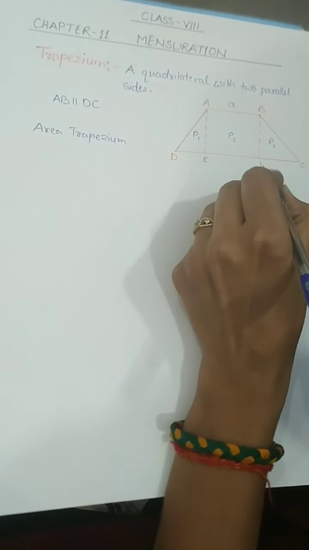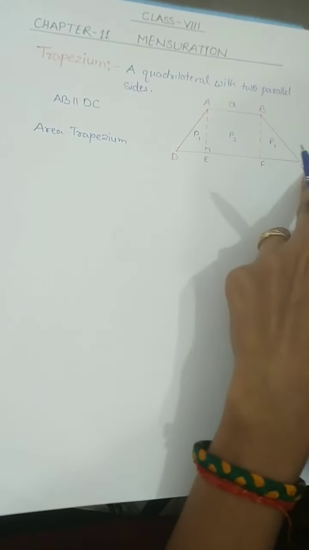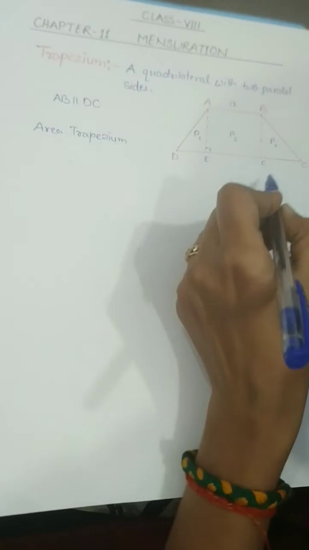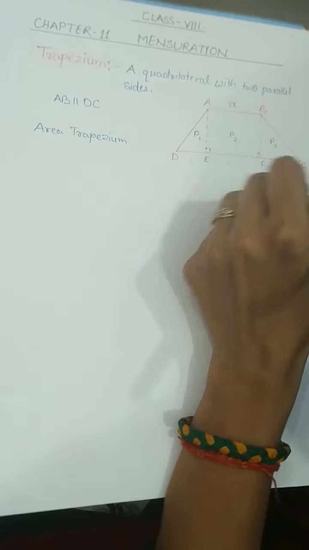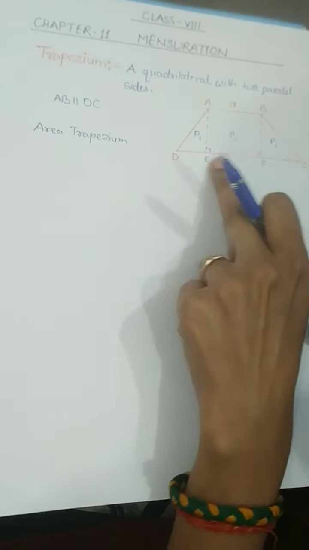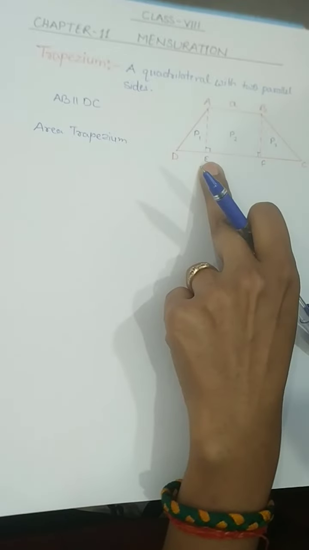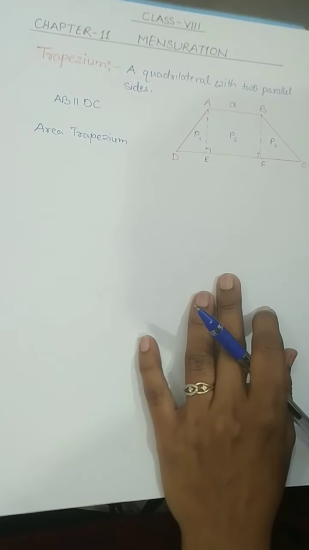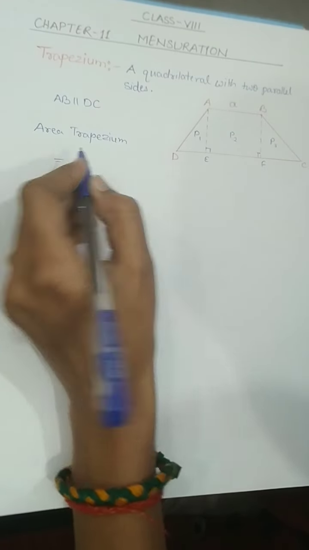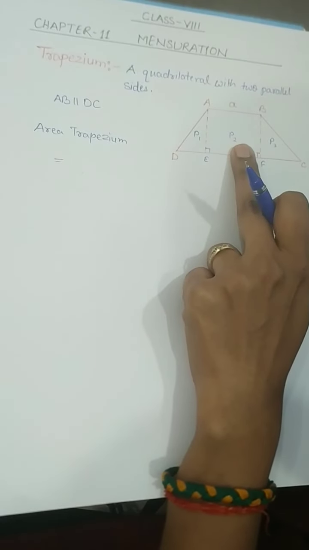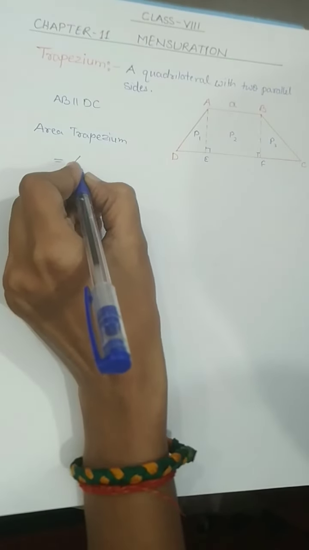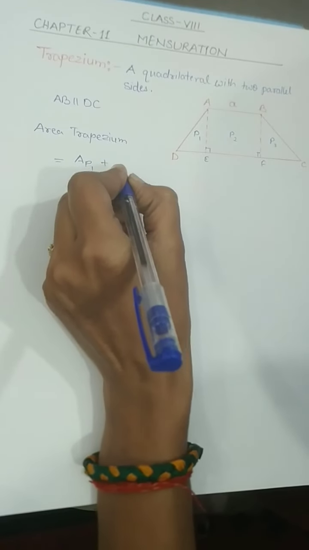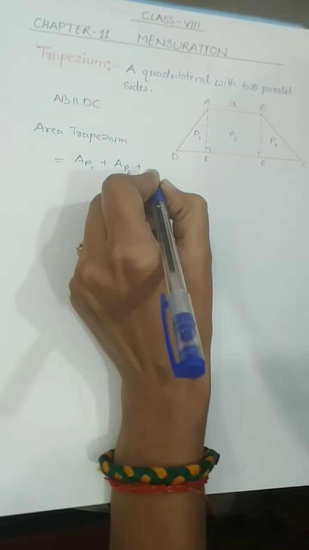You can see part first is in triangular shape, and this AE is perpendicular, so this is a right triangle. Similarly, part 3 is also a triangle, and here BF is perpendicular, so this is also a right angle triangle. The middle part, ABFE, is a rectangle. So the whole trapezium is now in three parts. The area of this whole trapezium is of course the area of part 1 plus area of part 2 plus area of part 3.